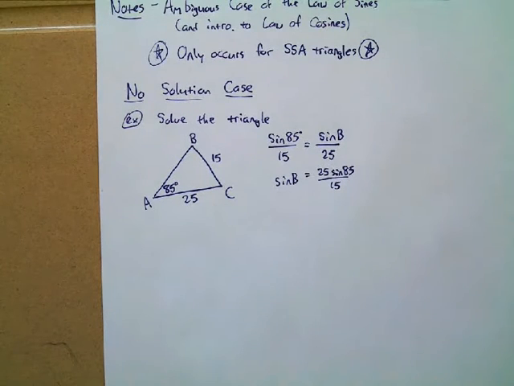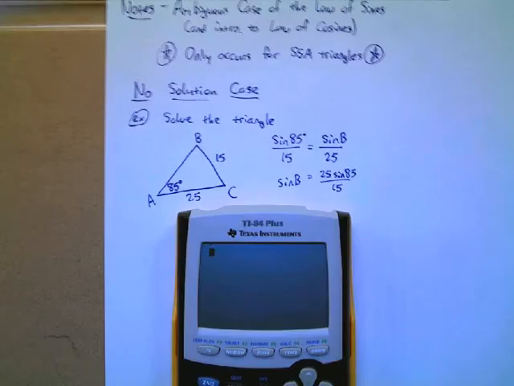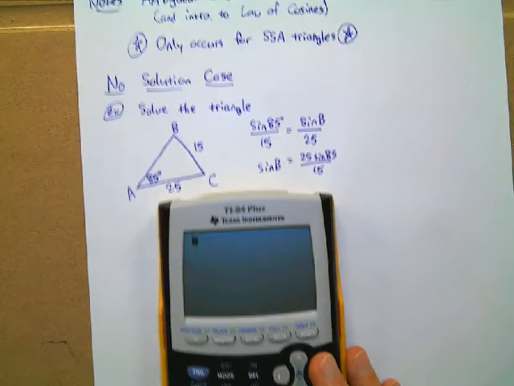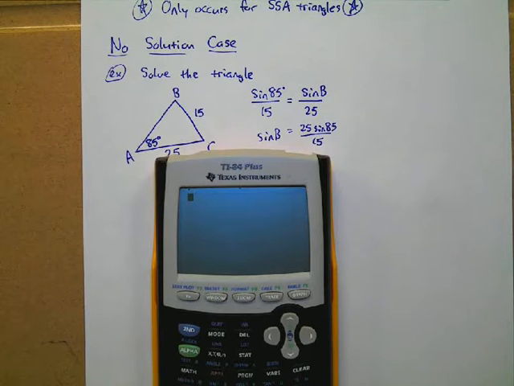Okay. And to solve for B here, what do we need to do as our next step? If we want to get just B by itself, what do we need to do to both sides now? Arc sine or sine inverse. Exactly right. We're going to do sine inverse to both sides.